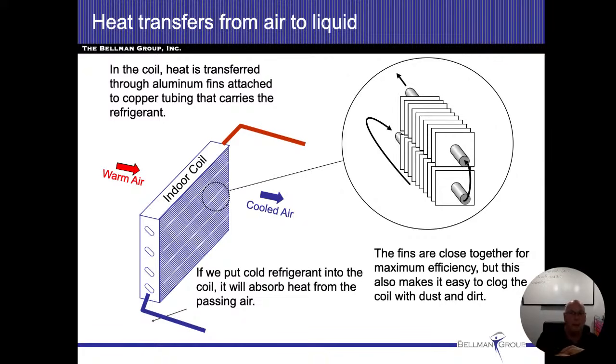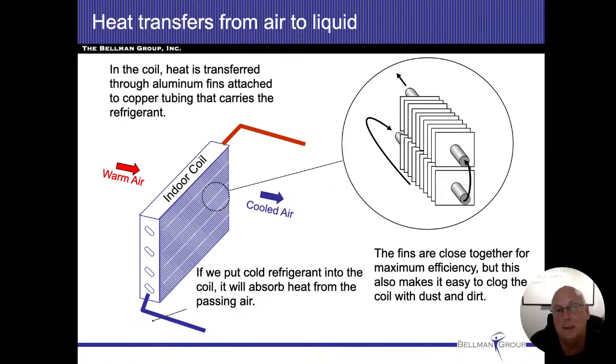And the more times that coil passes over the more air, the more heat it can either absorb or discharge. So at this point in time, we're talking about warm air going over the coil. It ends up absorbing the heat into the coil, and then cool air is what we're going to feel coming through the house. The problem with these fins is they're so close together that there's always going to be condensation forming on them.